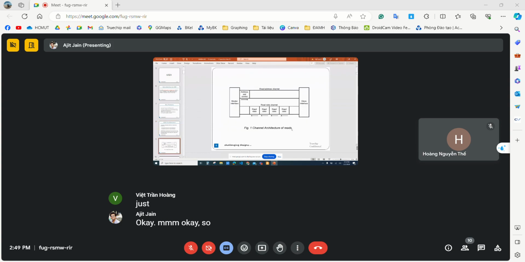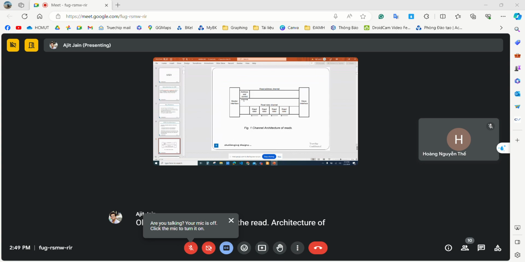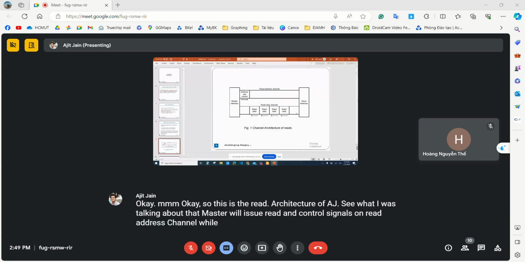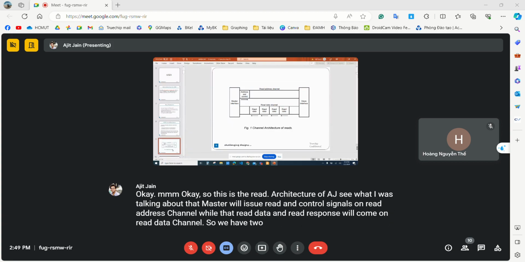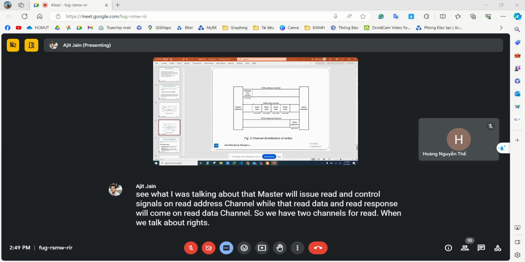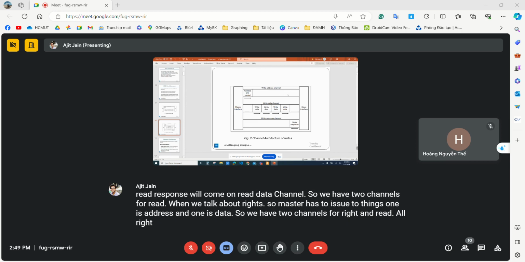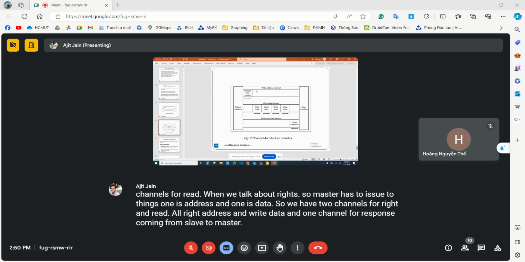Okay, so this is the read architecture of AXI. What I was talking about, that master will issue read address and control signals on the read address channel, while the read data and read response will come on a read data channel. So we have two channels for read. When we talk about writes, master has to issue two things: one is address and one is data. So we have two channels for write, write address and write data, and one channel for response coming from slave to master. That's why we have three channels in write.